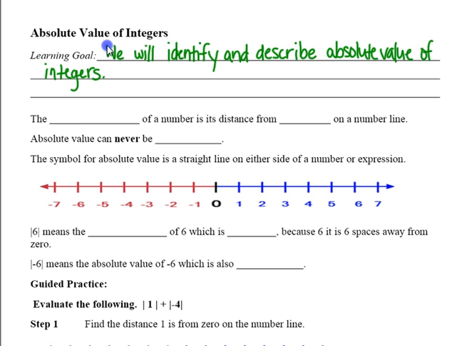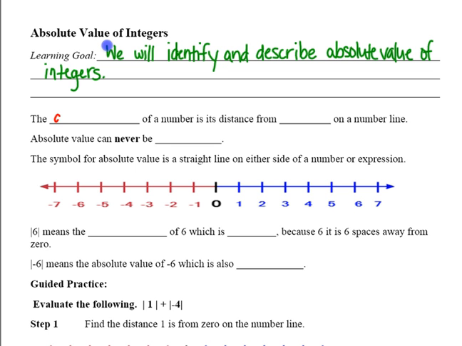Over the past several days, we have been working with integers. And if you recall from our previous lessons, integers include all of the whole numbers, both positive and negative, and that also includes 0. We also know that 0 is a neutral number. We're going to begin by looking at the absolute value.